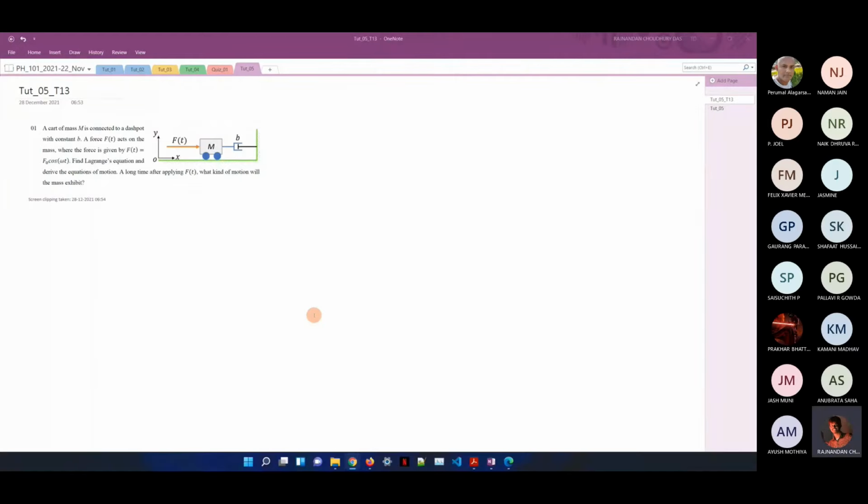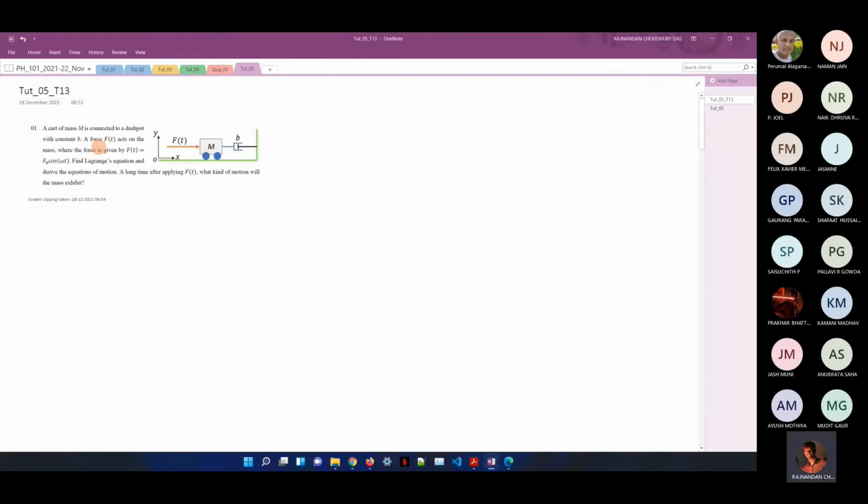So first problem, if you see a cart of mass M is connected to a dashpot with constant B. So this cart is connected to this. A force F(t) is acting on this mass, and this force is given to us. And you see this force is a time dependent force, so it's not a conservative force. And we have to write the Lagrangian equation and derive the equation of motion. Then after a long time, what will happen to the motion that we have to find?